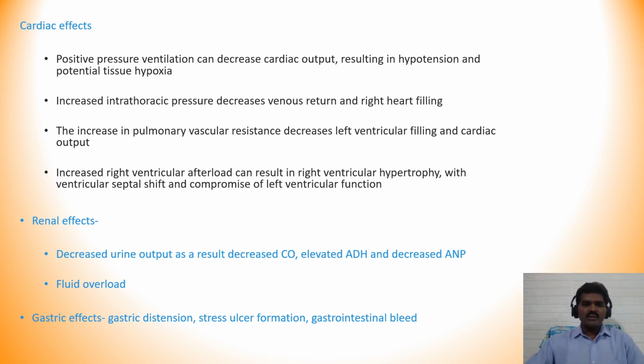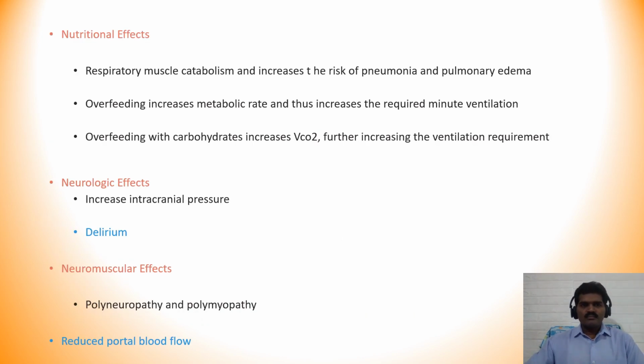Renal effects include decreased urine output as a result of decreased CO, elevated ADH, and decreased ANP. There is fluid overload. Gastric effects, usually gastric distension, stress ulcer formation, and gastrointestinal bleed. Nutritional effects include respiratory muscle catabolism, which increases the risk of pneumonia and pulmonary edema. Overfeeding increases metabolic rate and thus increases the required minute ventilation. Overfeeding with carbohydrates also increases the VCO2, further increasing the ventilation requirement.